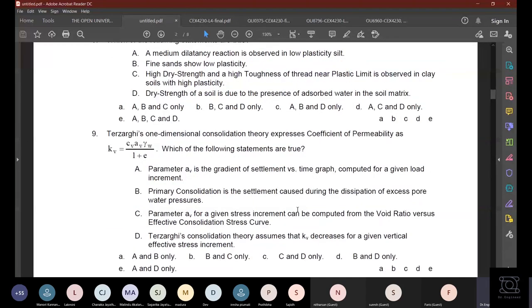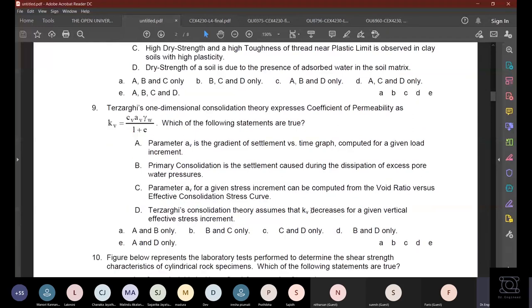Parameter av is the coefficient of volume compressibility. Is it computed for a given load increment in a settlement versus time graph? No, it is computed from the void ratio versus effective stress curve, not in log scale, just void ratio versus effective stress. So A is wrong.